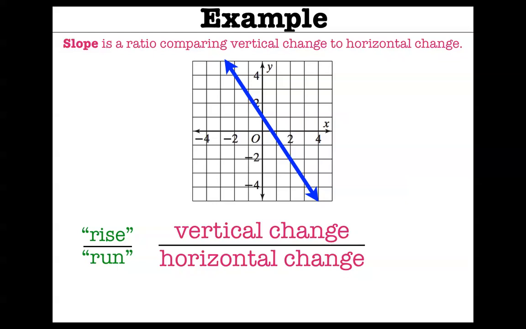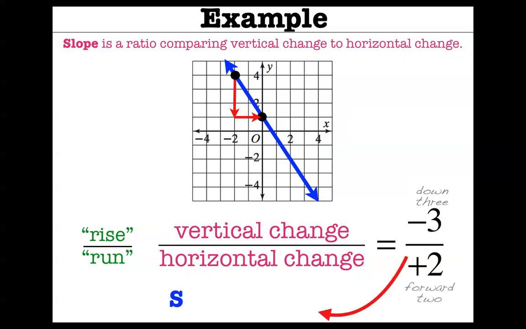Well, the good news about this problem is you can just pick any 2 points on the line. Like I could pick this point and this point. Can I count the rise? Well, I have to go from this point to the other one, so I'm actually going down 3, and then I'm going to go forward 2, and so my slope is going to be -3 over 2. Now, you might have counted from one dot to the other and gone up 3 and backwards 2, and you still would have gotten a slope of -3 over 2.